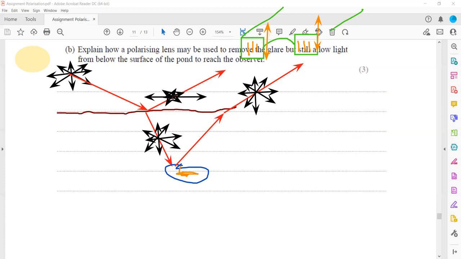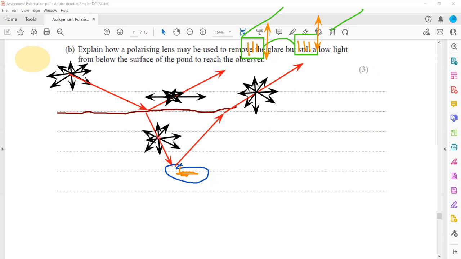So how will you write the answer for this? The idea is that the plane of the polarized light which is reflected from the sun should be perpendicular to the polarizer, or 90 degrees. The angle between them should be 90 degrees, so it will block all the light. So the glare or the reflection is blocked or absorbed by the lens.